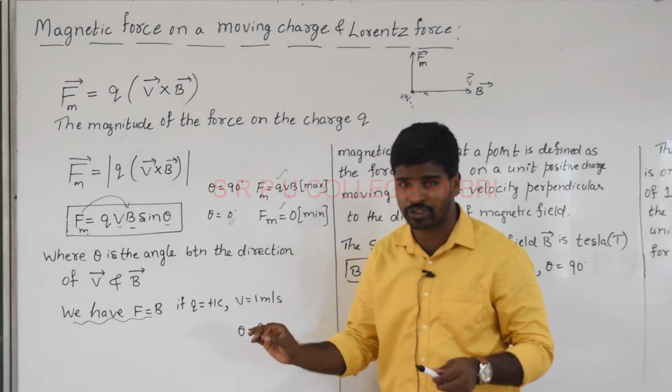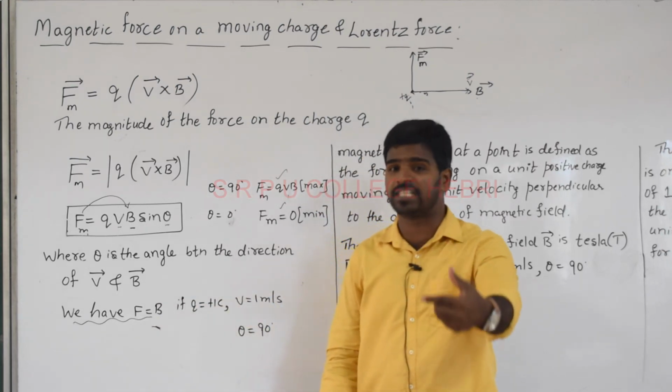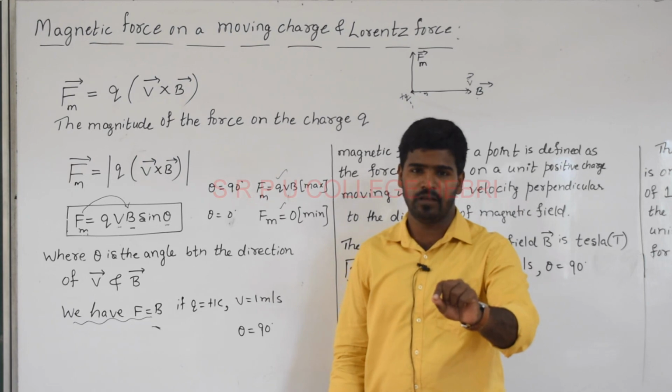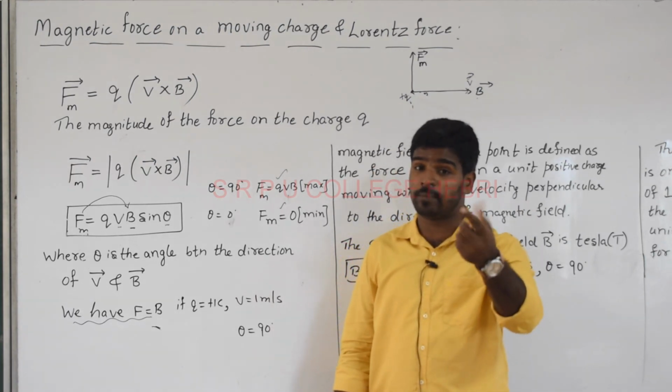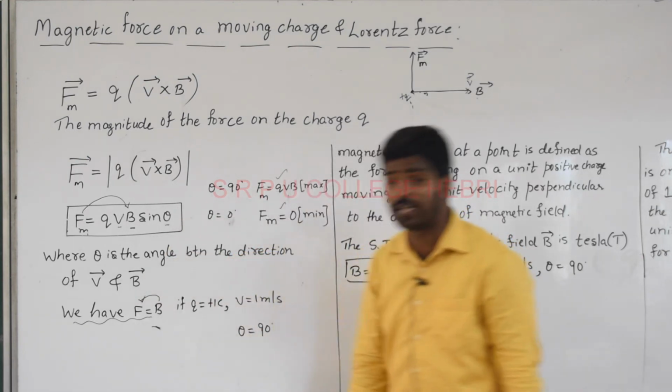By using this equation, we define the term called the magnetic field. In the last class we defined a basic term: the space surrounded by the current carrying conductor is called a magnetic field. That is the basic definition. According to this equation, we define the term called the magnetic field.